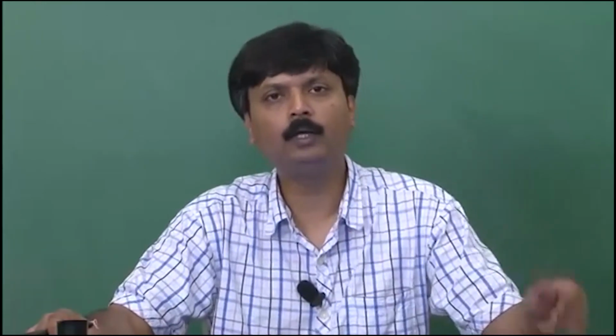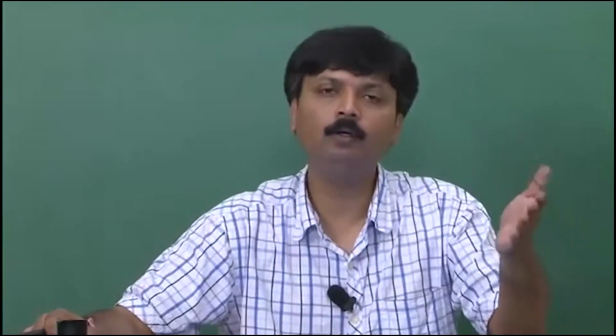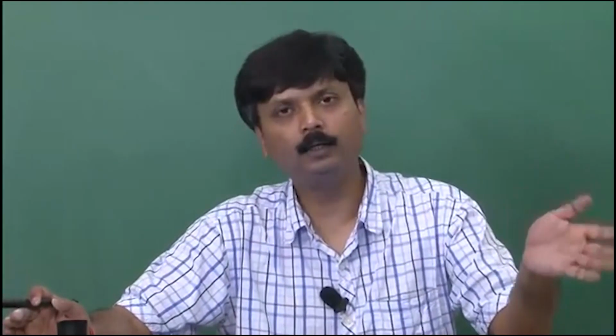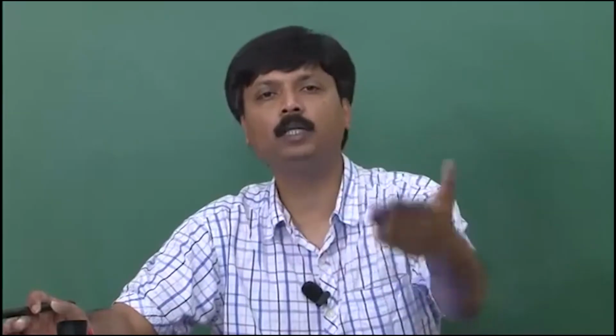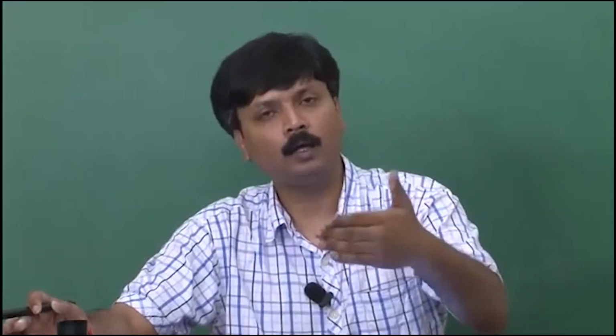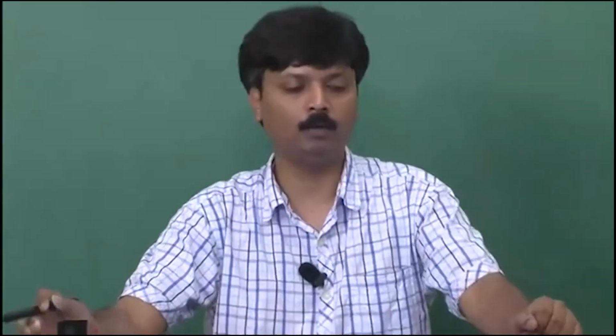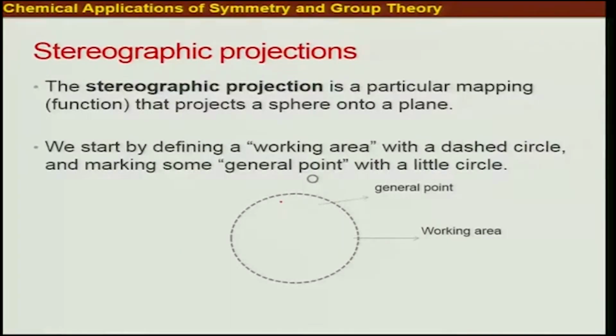We are going in a reverse direction now. Earlier we figured out all the symmetry operations for a particular molecule, and then figured out which point group the molecule belongs to. Now, in general, if someone gives me a particular point group, can I find out what symmetry operations that point group will have? That's what we will look at now. How will we do that? We will do that using something called stereographic projection.